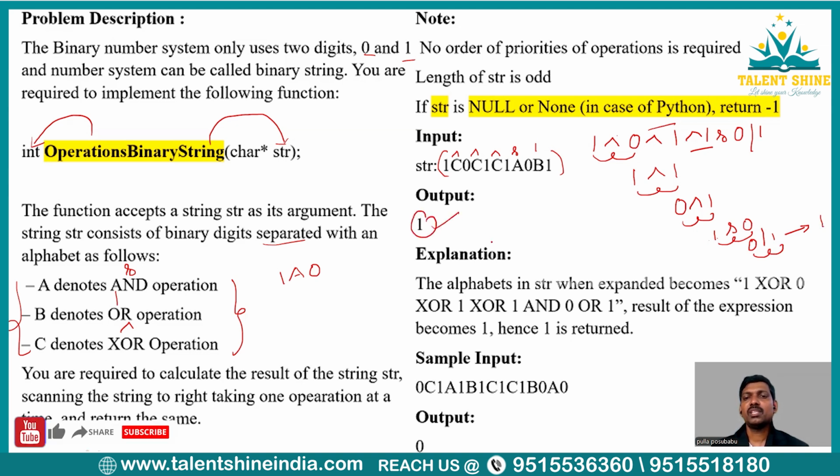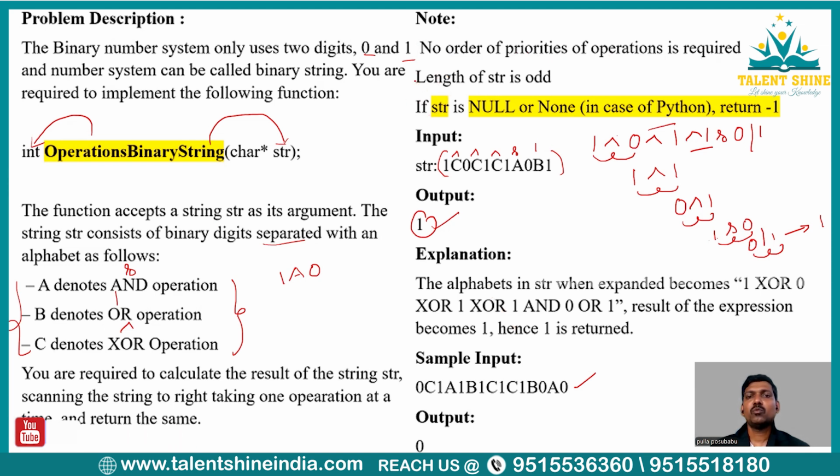I hope everybody is clear in understanding the sample input, and in what way we are getting the output as 1. You could verify this also so that you understand. Now we have a few more note points which are very important in order to clear hidden test cases. No order of priorities of operations is required.